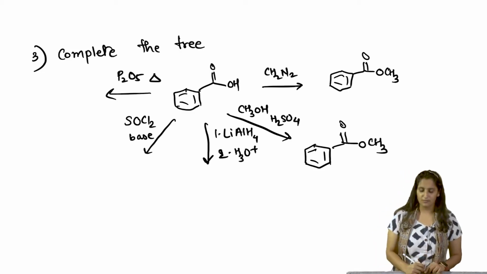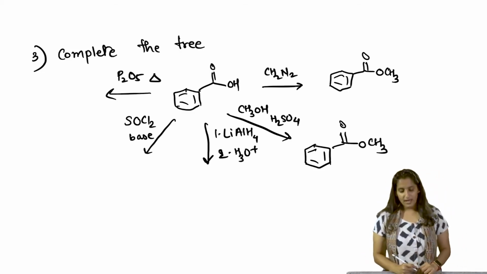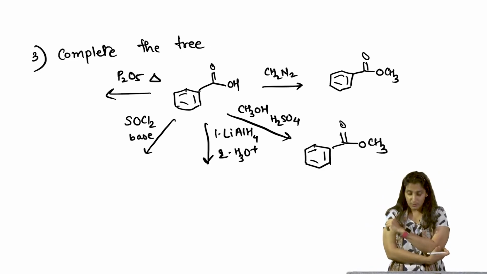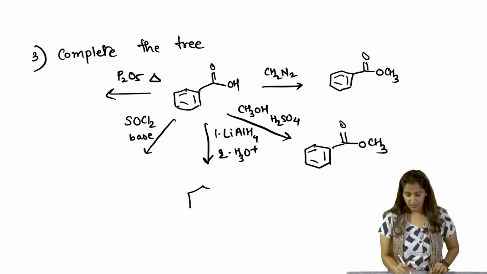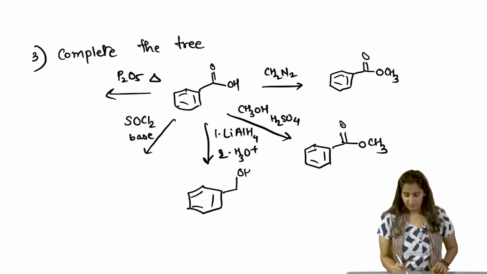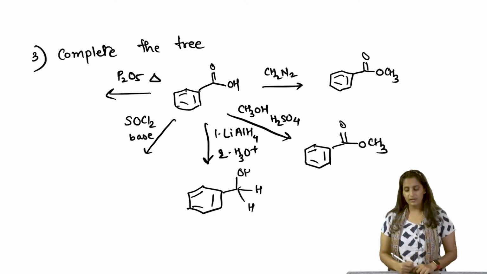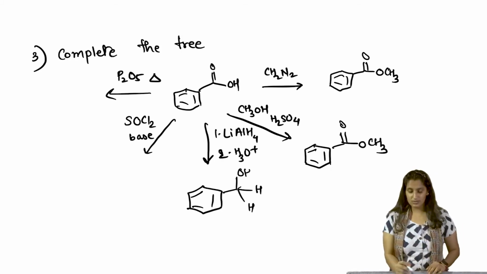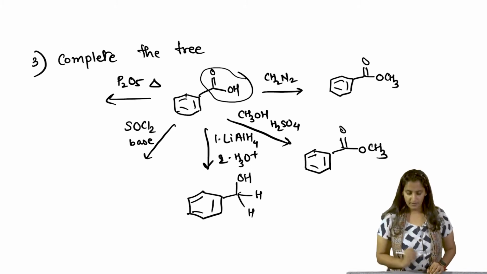So, for Fischer esterification we are going to see a nice ester formation. Then we have LiAlH4 and H3O plus. So, what are we going to have? We are going to have a complete reduction. Okay. And remember, LiAlH4 will not reduce the benzene ring. So, it is going to reduce this carboxylic acid into the alcohol. Okay.